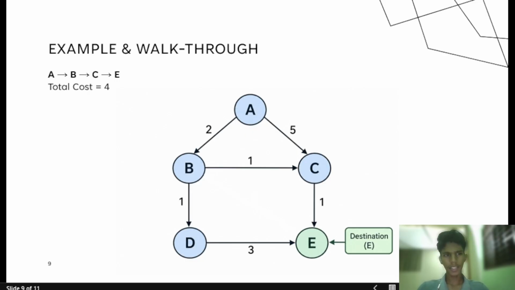Another route is A to B, B to D, and D to E. The total cost comes to 2 plus 1 plus 3, which is equal to 6. The better route is A to B, then B to C, and finally C to E. The total cost is 2 plus 1, which equals 4. Because 4 is smaller than 6, this becomes the shortest path. Similarly, we can calculate the shortest distance from every other node to E node, which is shown in the graph.